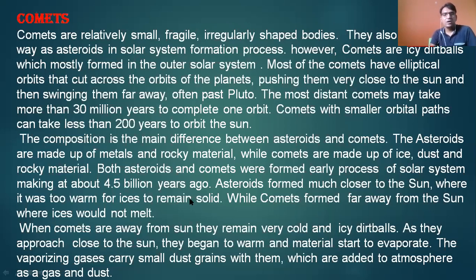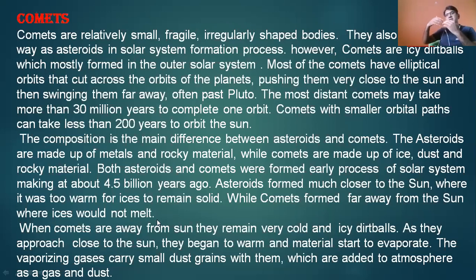I told you before, when the solar system was in a making process 4.4 billion years ago, asteroids formed much closer to the sun. They formed closer to the sun, where it was too warm for ice to maintain. So at the beginning, though they contained ice, because they formed close to the sun, the ice melted, so ice was gone. So that's why they are so warm or hot. While comets formed away from the sun, where ice could not melt.